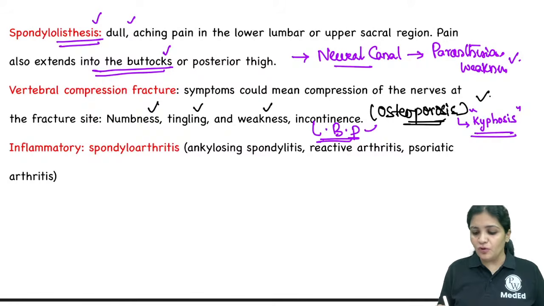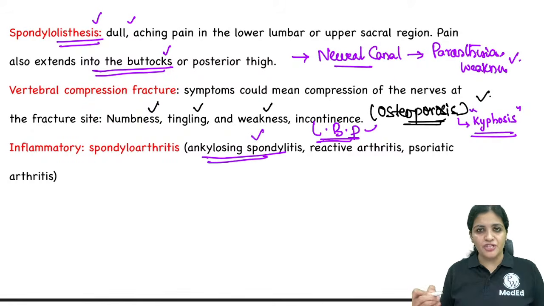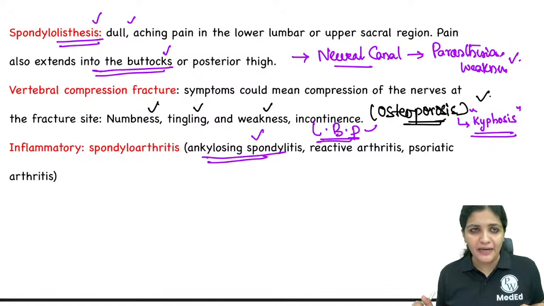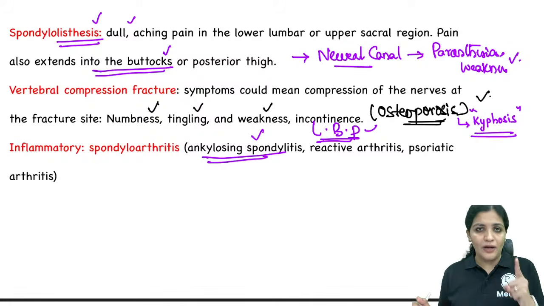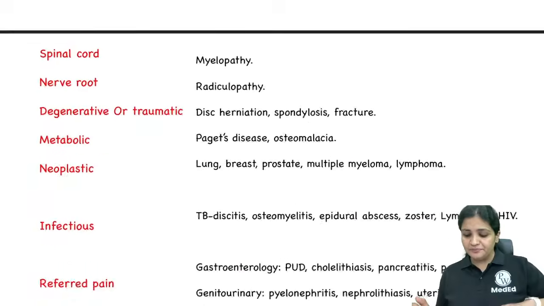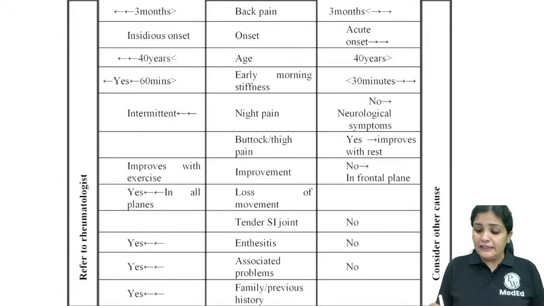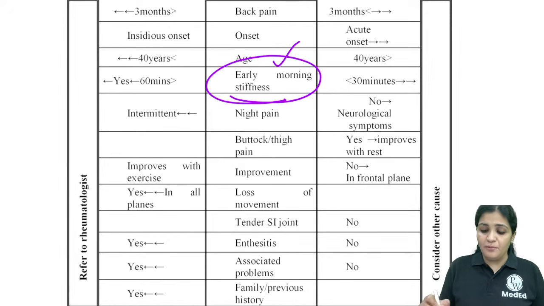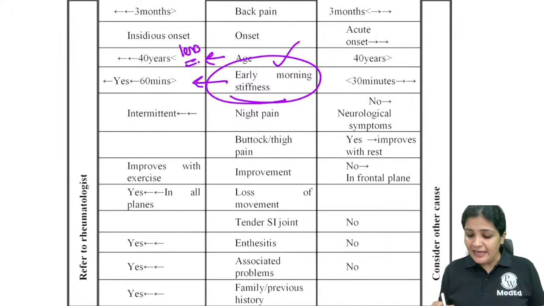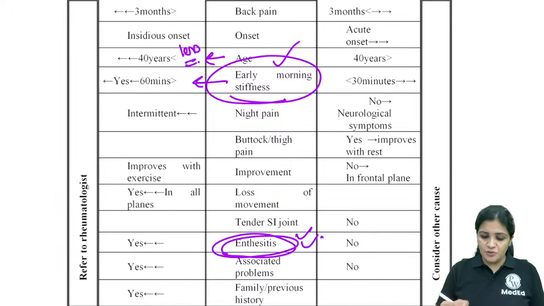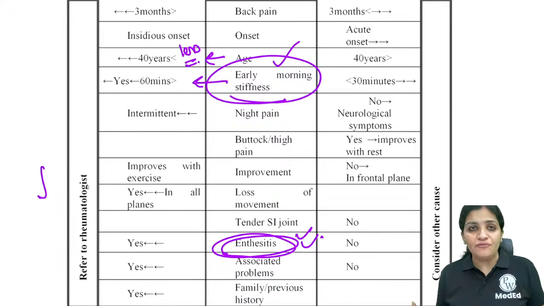And inflammatory, you know very well, we have dealt with ankylosing spondylitis; reactive arthritis is not very common in the spine. So ankylosing spondylitis is one important thing. How do you differentiate it? I've told you, the early morning stiffness. This is very important. And the age is usually less than 40 years, right? And then early morning stiffness and enthesitis. These are the two things which will tell you that you are dealing with an inflammatory condition.